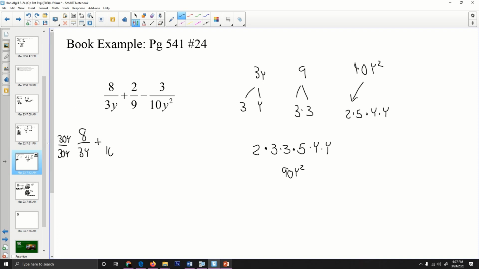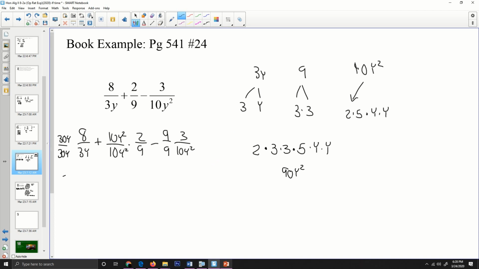10y squared over 10y squared, and that'll be times 2 over 9. And then we're going to subtract here. And so to get 90y squared, I have to multiply 10y squared by 9 over 9. And it'll be 3 over 10y squared. And let's multiply that out.